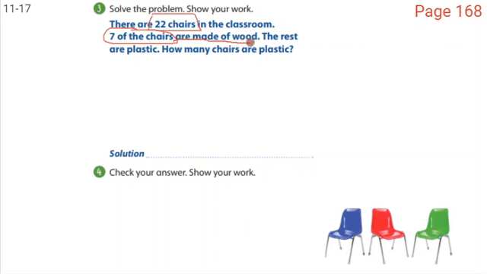Okay, so I'm going to underline are made of wood. And I'm going to say the rest are plastic. And then it comes down here. How many chairs are plastic? So you're trying to find out how, there's 22 in all. 7 of them are made of wood. How many chairs are made of plastic? You need to write the equation. So remember, this is the whole.